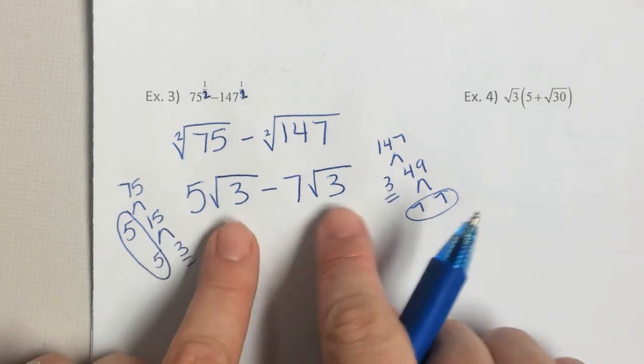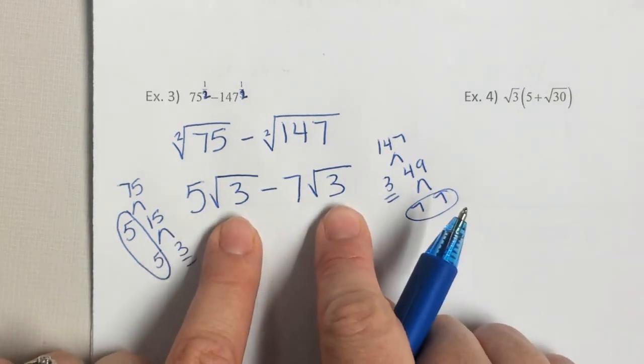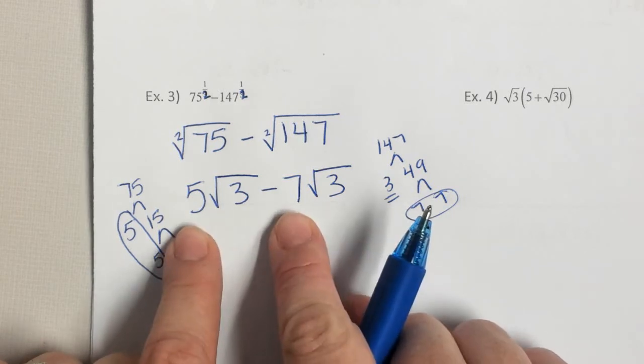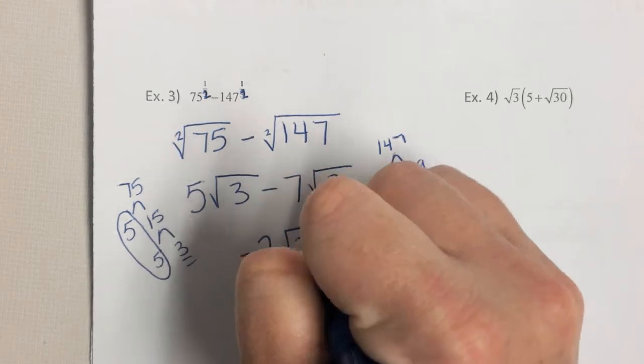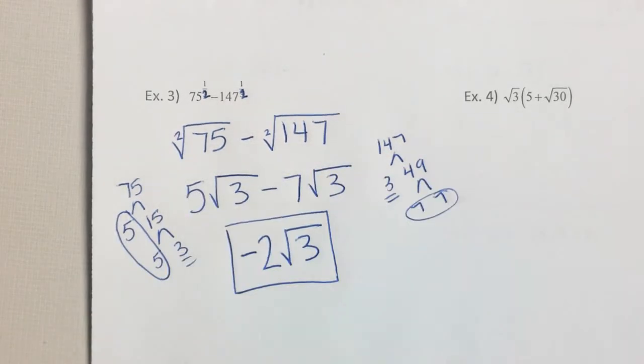They both have square roots, and they both have the square root of 3. So can I combine the front, the coefficient? What's 5 minus 7? There's your answer.